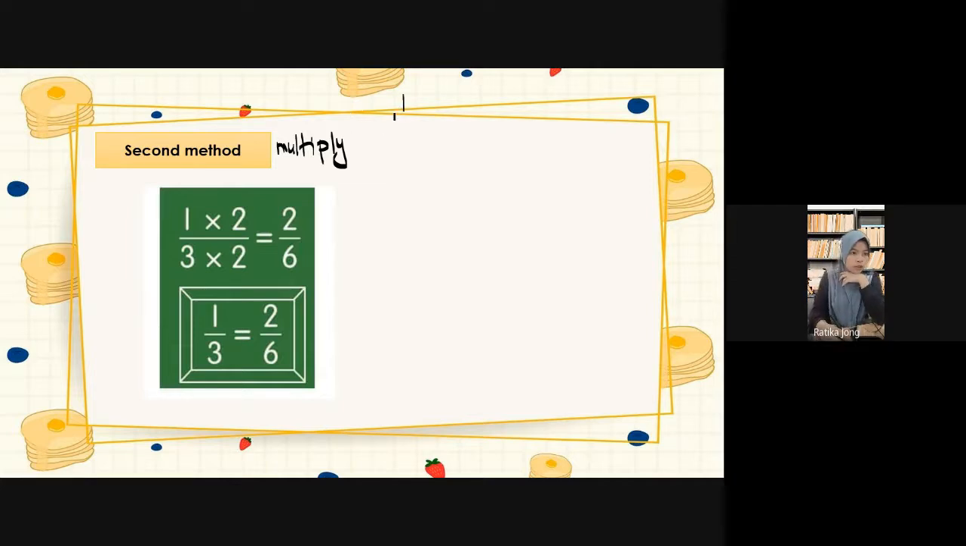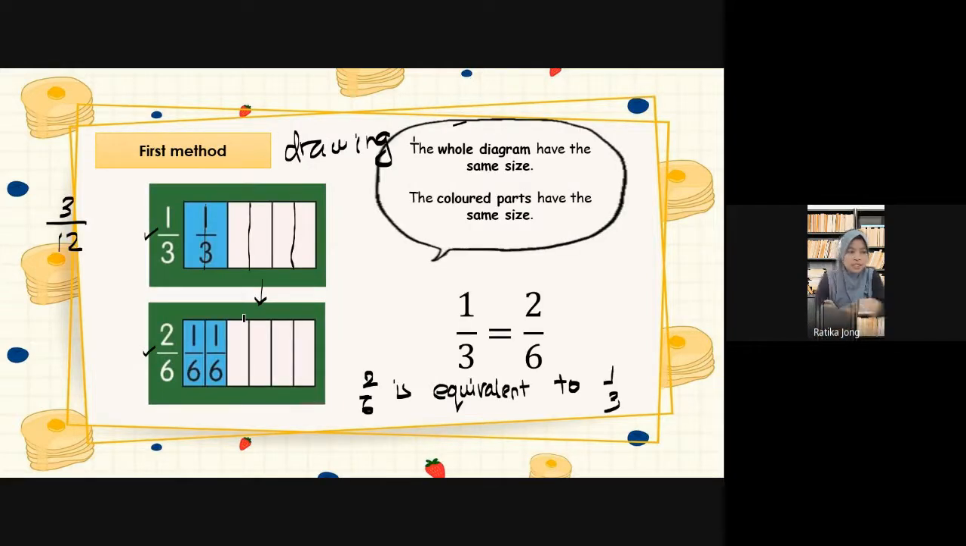You cannot do it like this. 1 over 3. Atas tu awak darab 2, bawah awak darab 3. This is cannot. Tak boleh. You need to multiply the numerator and also the denominator with the same number. If the numerator you multiply by 2, the denominator you need to also multiply by 2. Okay, mesti sama. Ingat tak? Mesti sama. So, 1 times 2 is 2. 3 times 2 is 6. So, 2 over 6 is equivalent to 1 over 3. Sama kan? 1 over 3 is equivalent to 2 over 6.